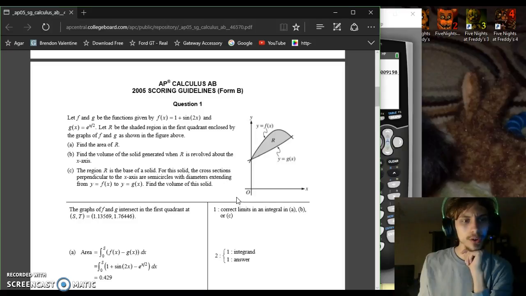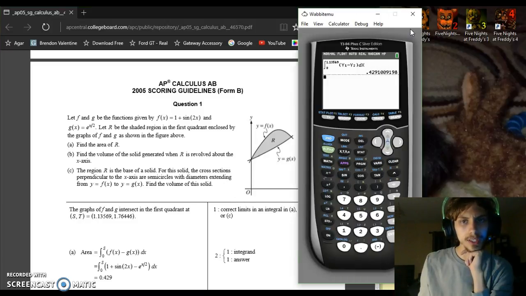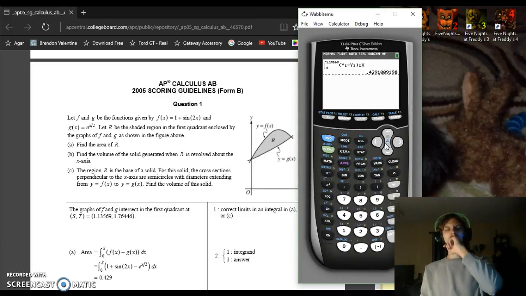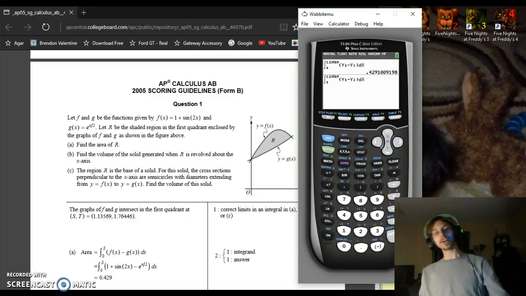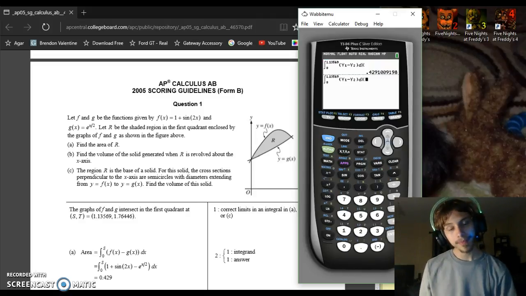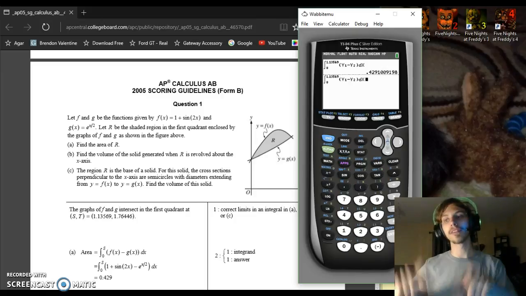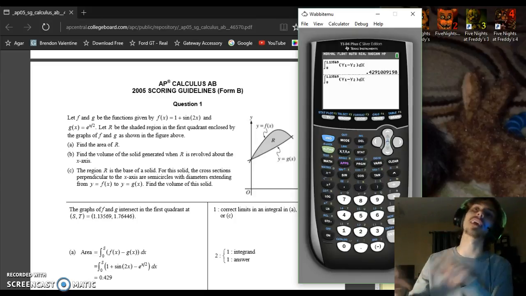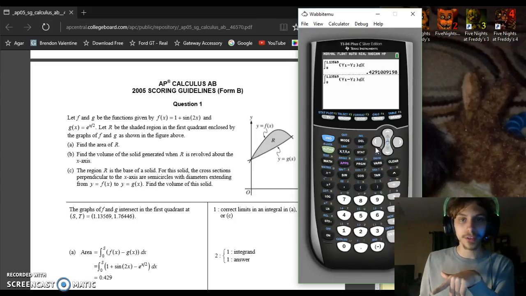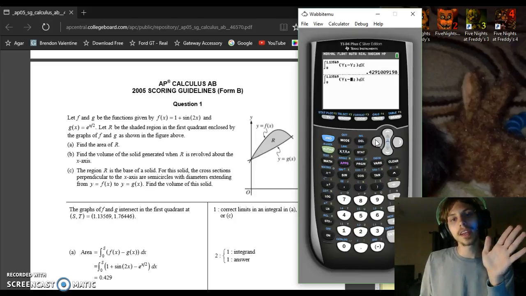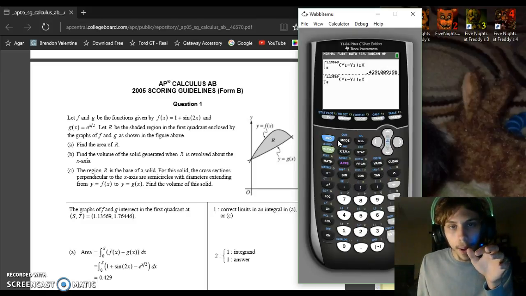So what we want to do is we know that the derivative of volume is area, and the derivative of the volume of a sphere is the area of a circle. So what we have to do is, since the area of a circle is pi r squared, we have to insert pi.